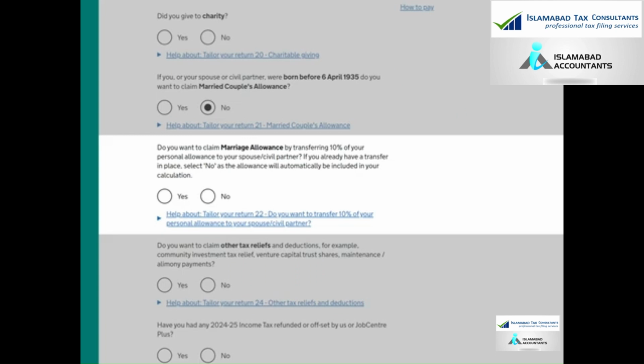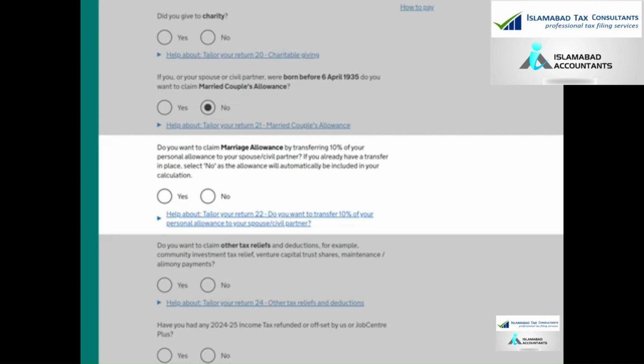So this is the question about marriage allowance. Answer no to this question if you are receiving the marriage allowance from your spouse or civil partner. If you've already applied online to transfer the marriage allowance, also select no, as it will be included in your calculation. An online transfer remains in place until you ask for it to be stopped. If you apply to transfer the marriage allowance in your tax return, you'll need to do this each year you want to make the transfer.